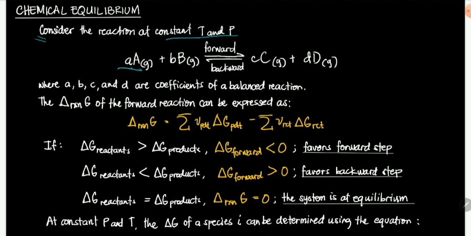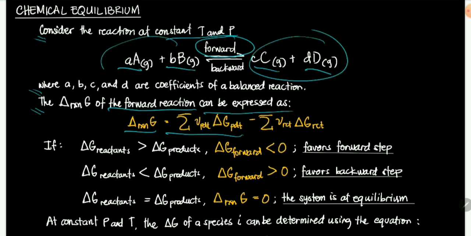So, aA plus bB produces cC plus dD. So, yung a, b, c, and d are coefficients of the balanced reaction. Okay? So, the delta G of the forward reaction, so yung forward reaction na to, okay, or yung reaction symbolized by the forward arrow, so that's from aA plus bB to cC plus dD. Okay? It can be expressed as the delta G of the reaction is equal to the delta G of the products minus the delta G of the reactants.